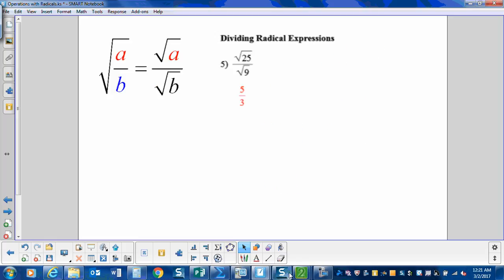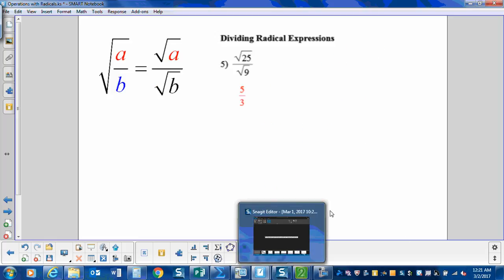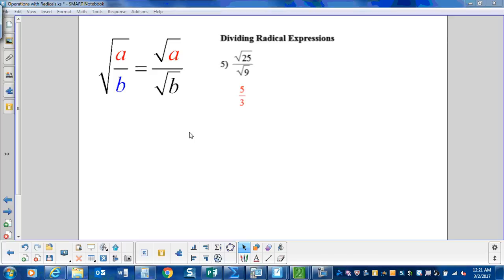Now we're going to divide radical expressions. And when we divide radical expressions, we can have them in 2 formats. We can have the radical real big and a fraction can be under it, or we can separate it using the quotient product property and have the square root of a divided by the square root of b. So this is the preferred method here. So here we have the square root of 25 divided by the square root of 9. And those are both perfect squares. The square root of 25 is 5, and the square root of 9 is 3, and 5/3 is simplified.